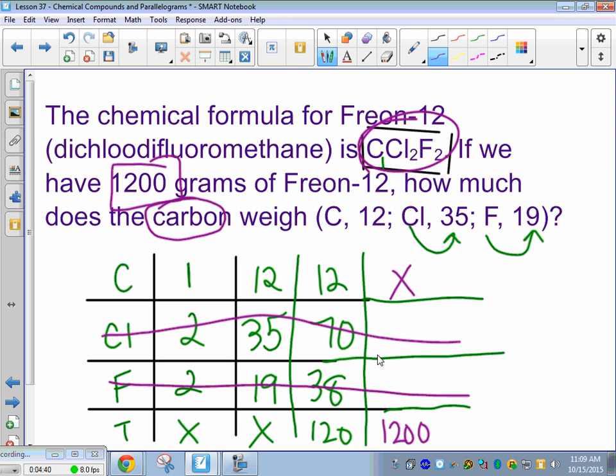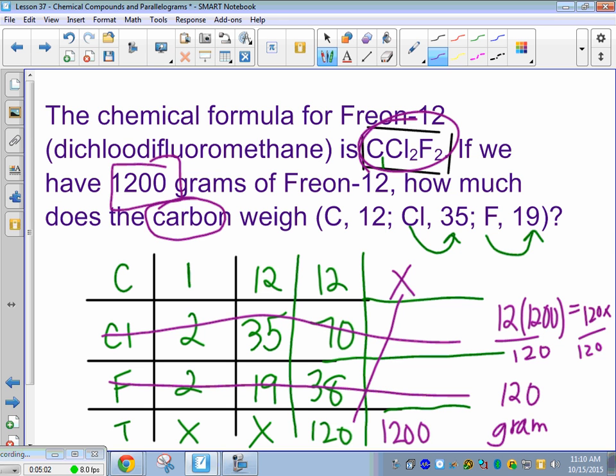So the 12 times 1,200. Whoa, I'm running out of room. Equals the 120 times x. Divide both sides by 120. And what do we get? We actually get 120 grams. Okay?